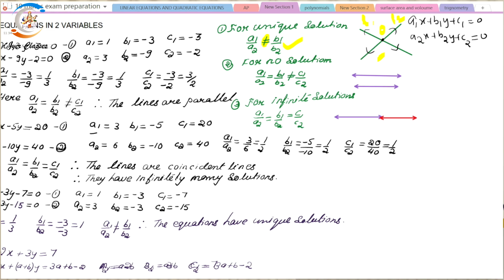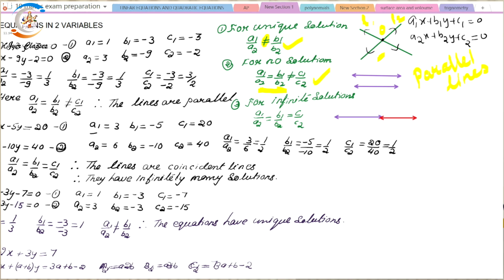Right. The second condition is for parallel lines. For parallel lines, you should have A1 by A2 equal to B1 by B2, but not equal to C1 by C2. If this condition is satisfied, the lines are not going to intersect with each other and they will form a pair of parallel lines. Okay.